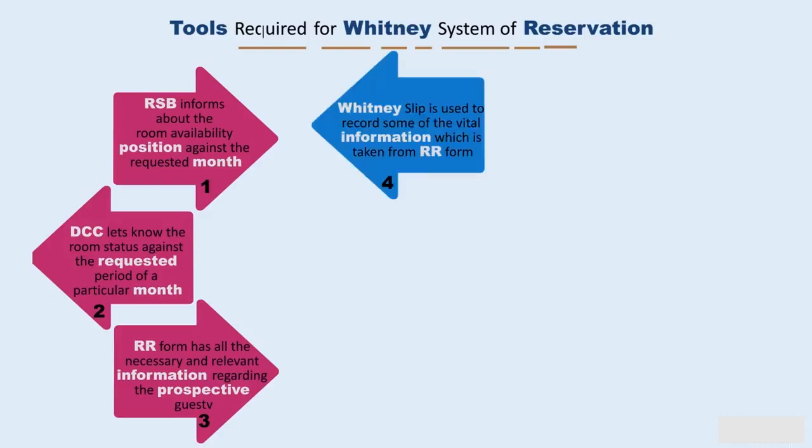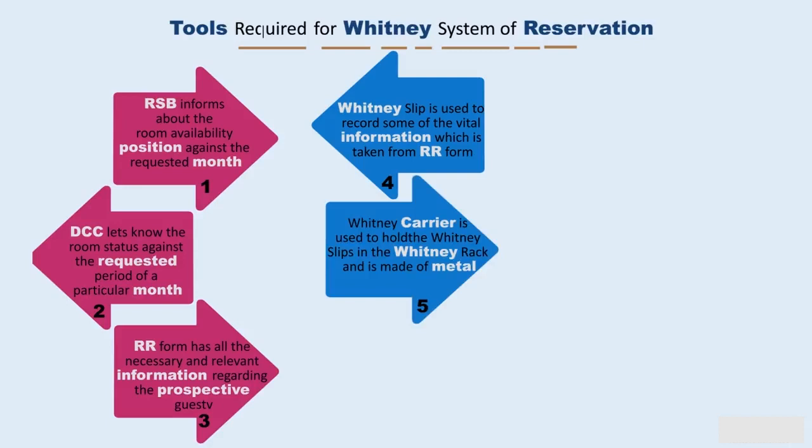Whitney Slip. It is used to record some of the vital pieces of information which are taken from the RR form. Name of the guest, arrival date and time, departure date, room rate and plan, billing instructions, booked by and signature of the reservation assistant are the pieces of information which are mentioned on the Whitney Slip. Whitney Carrier. It is used to hold the Whitney slips in a Whitney rack and is made of metal.